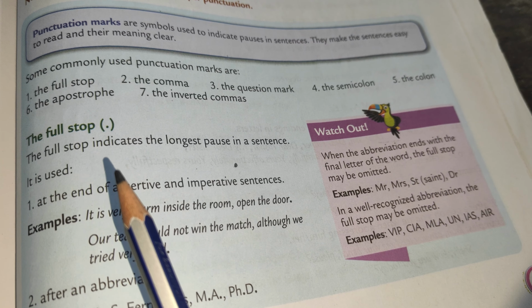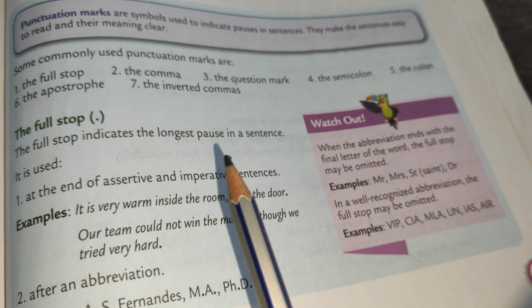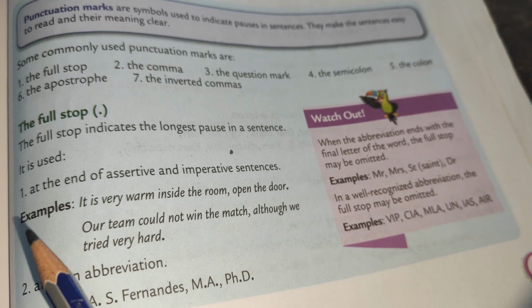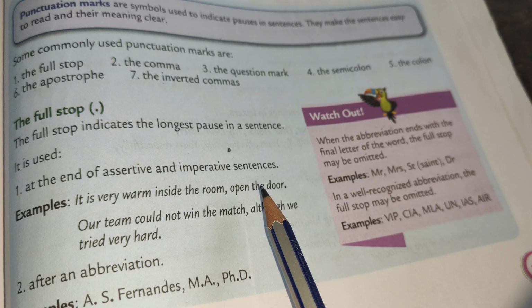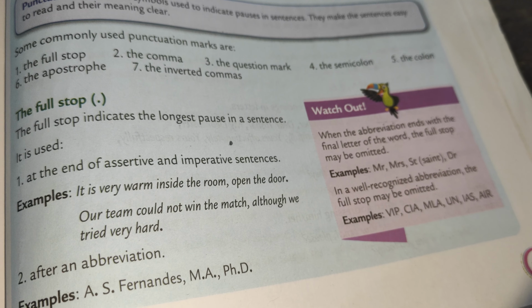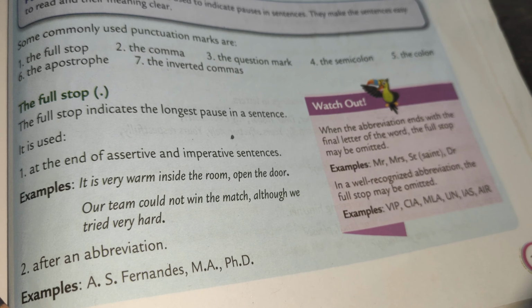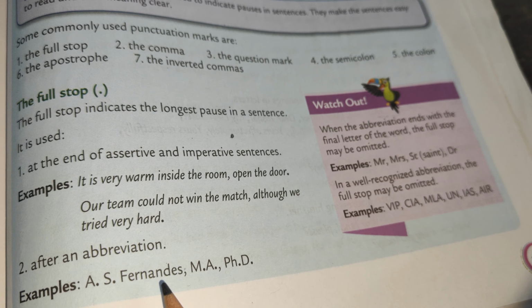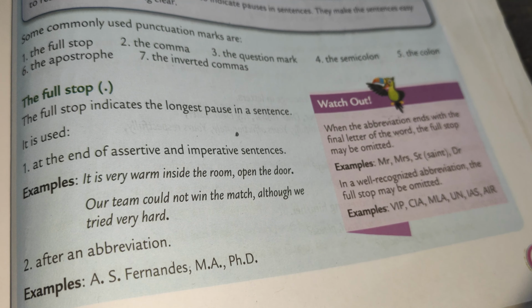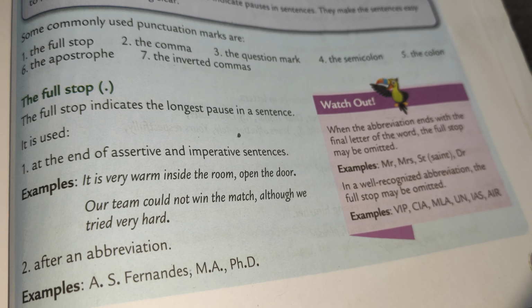Full stop, where do we use? The full stop indicates the longest pause in a sentence. It is used at the end of assertive and imperative sentences. When the sentence ends, that time we are using it. After an abbreviation, when we are writing the short forms, that time also we are using it in between the letters.